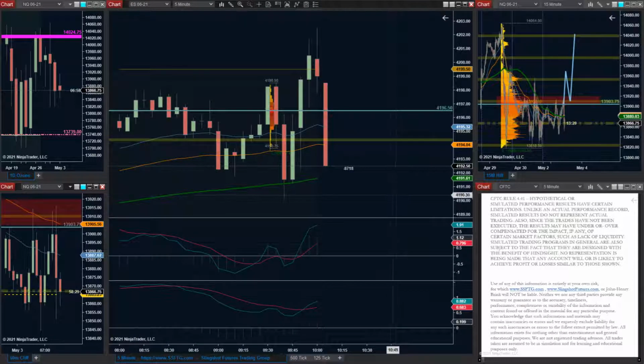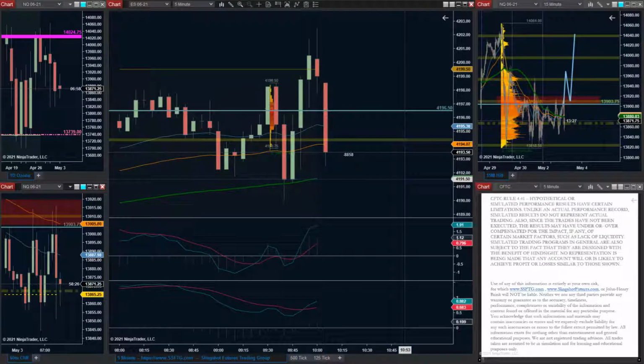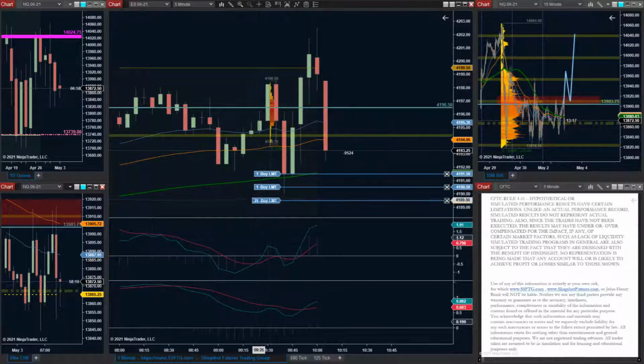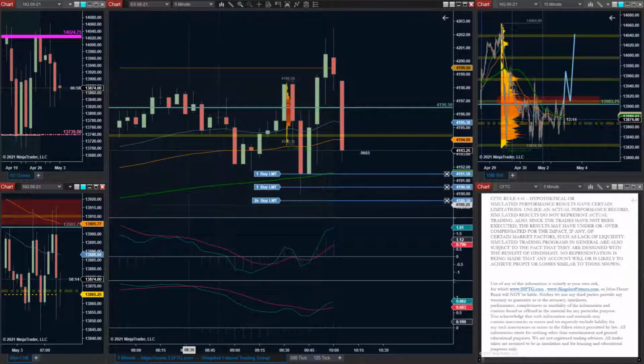S&P continuing to get slammed to the downside. Jeez. 9150 is going to be a big zone of support for buyers to try to pick this back up off the lows for a scalp. $91.50 on the low closes.